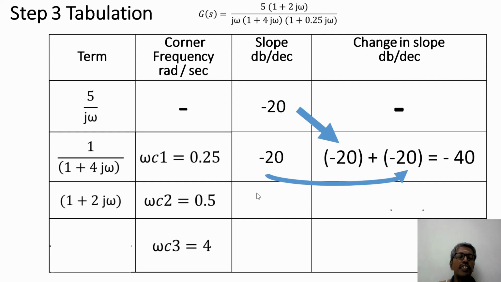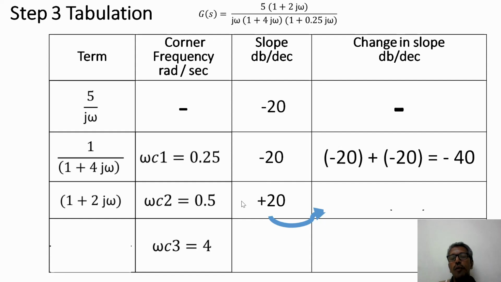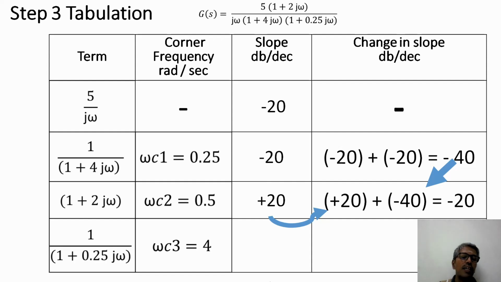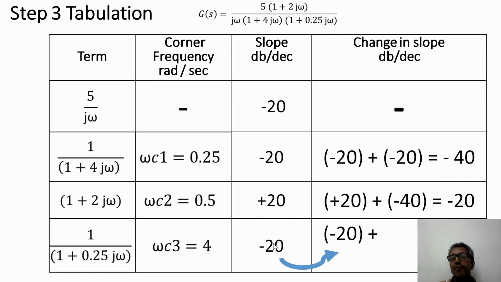Similarly, you have to find the next term. Here omega is in the numerator, and numerator means plus, so again it will give plus 20. Now we have to find the change in slope. Plus 20, here minus 40, which gives minus 20. Next, again omega is in the denominator, so the slope will be minus 20. Now the change in slope: minus 20 plus minus 20, which is equal to minus 40. Now we have the table.